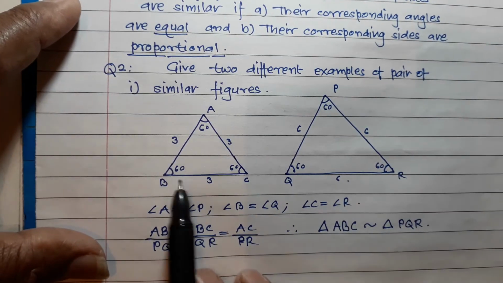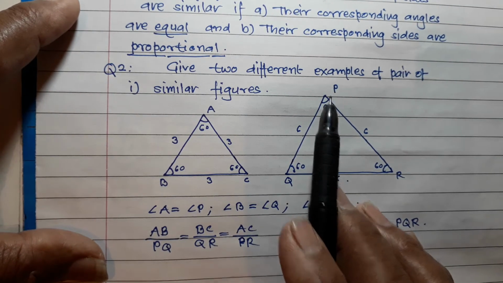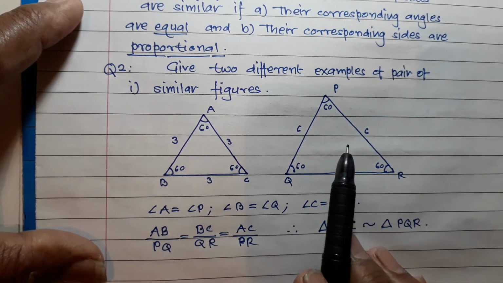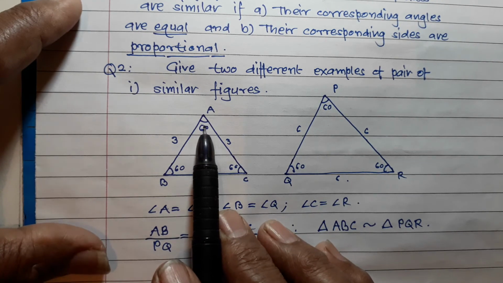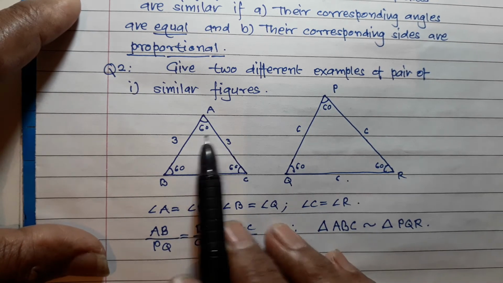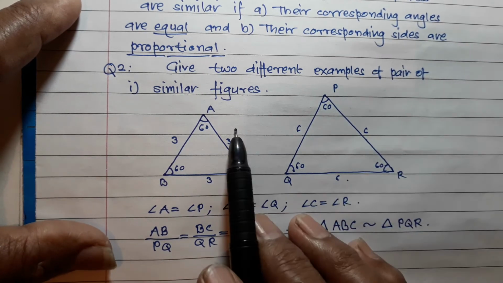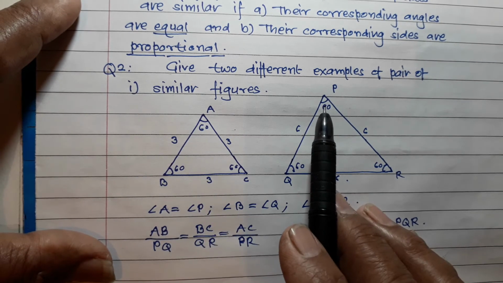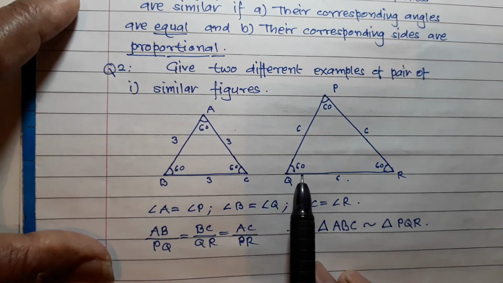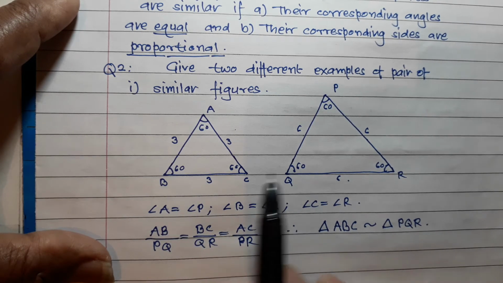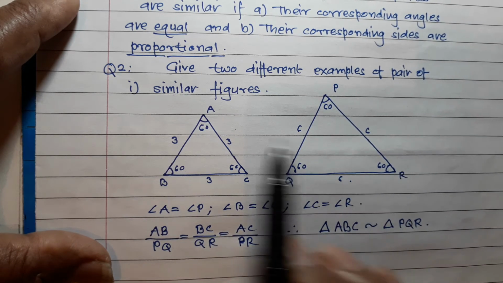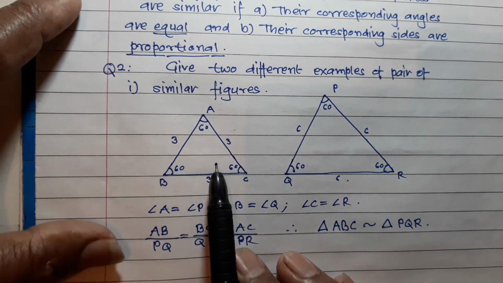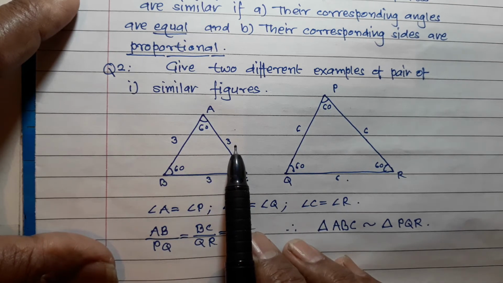Now this is triangle ABC and this is triangle PQR. For example, I take equilateral triangle, so therefore this angle is equal to 60. All angles are equal. Each is of 60 degrees and therefore angle A is equal to angle P, angle B is equal to angle Q, angle C is equal to angle R, and this side is 3. So all sides are equal in equilateral triangle. So this is also 3, this is also 3.